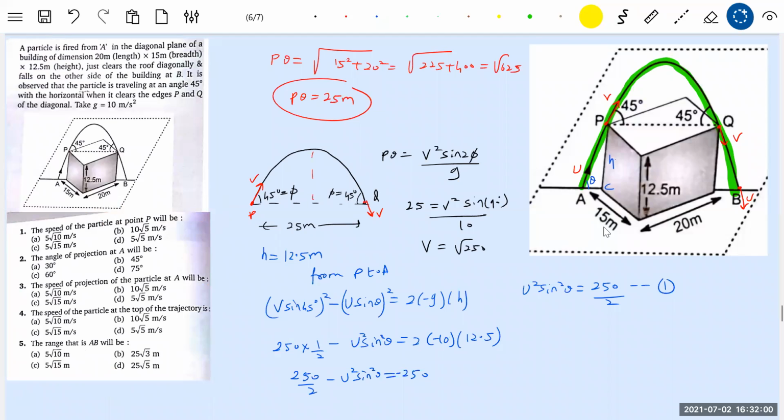The speed of particle at point P. Okay, this we are able to get. At least one of the questions we are able to do. Let's try other things. 2, 3, 4, 5. Can we do? Okay, U square sine square theta, I got it.